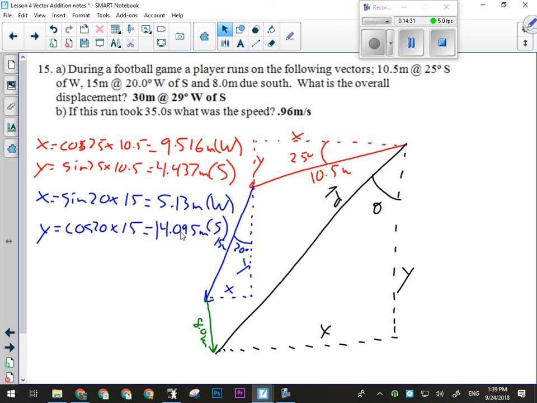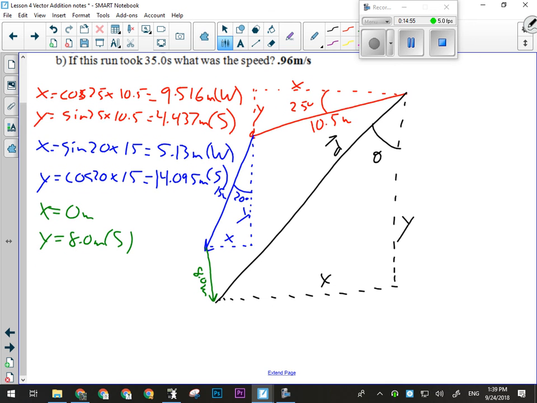And then our third vector, okay, well, x is 0 meters on the green vector, and y is 8 meters south on that one. All right, so that means if I want to find my resultants, x and y, I've got a lot of adding to do. Luckily, it's all adding. I don't have anything that backtracks. All the vectors go west, all the vectors go south. Okay, so there's no negatives or anything like that to throw me off.